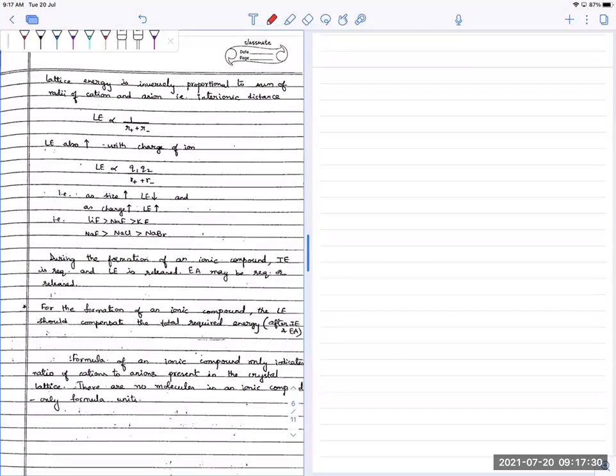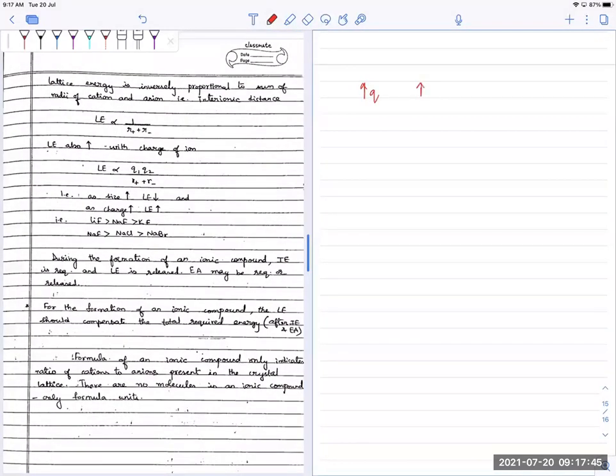One, the charge of the species. If you have more charge on your ions, they attract each other very well. So it's very easy to put them into the lattice. So the more the charge, the more is your lattice energy.